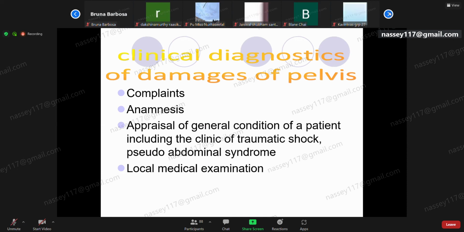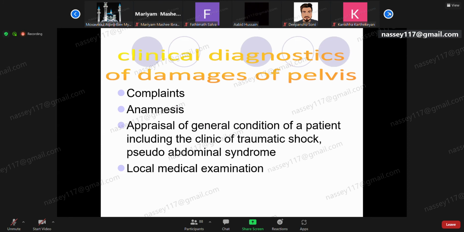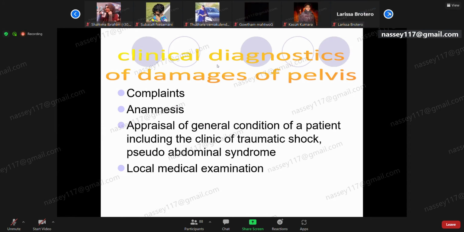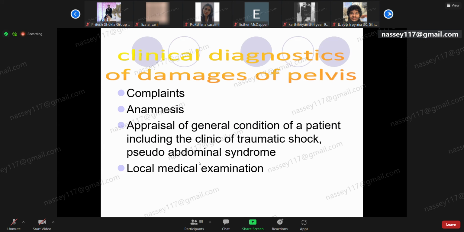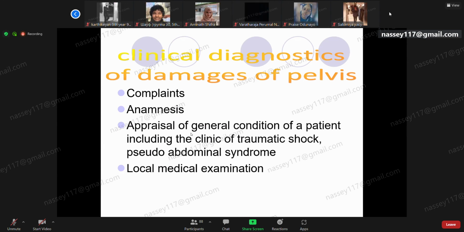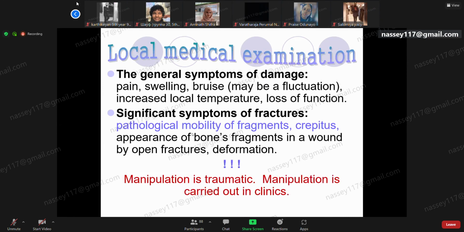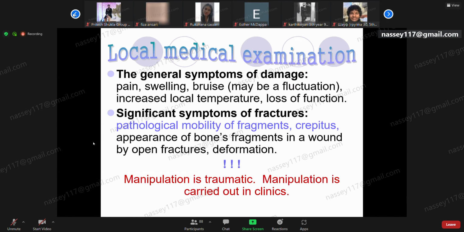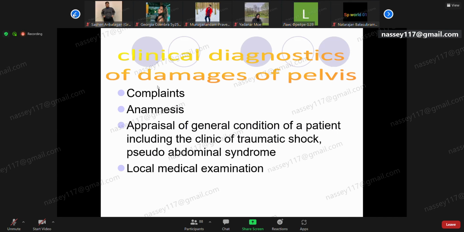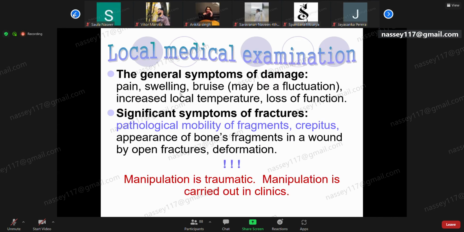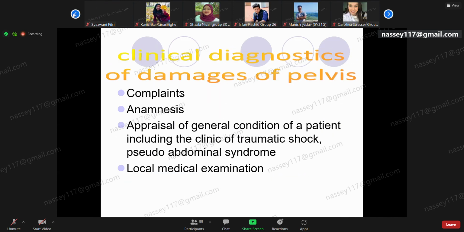The next step contains the complaints. The patient will have typical complaints. We should take anamnesis, look at the condition, do a local examination, and give first medical aid to our patient. So let's see what the patient can complain of. The patient can complain of pain in the abdominal region, maybe pain and inability to move the affected limb.